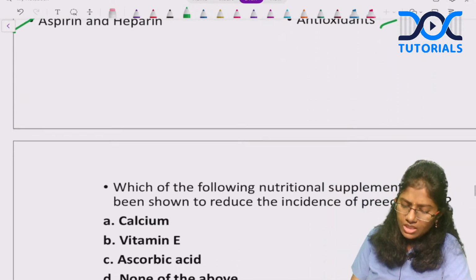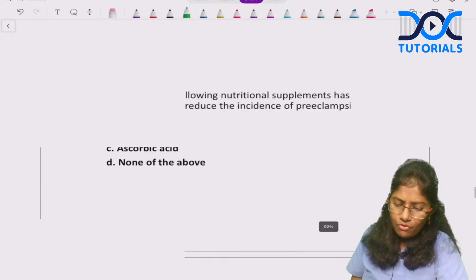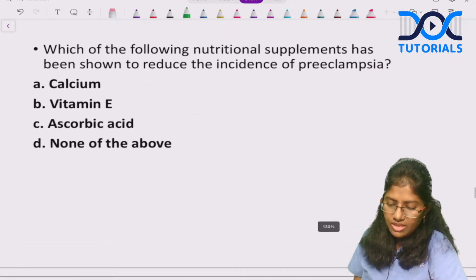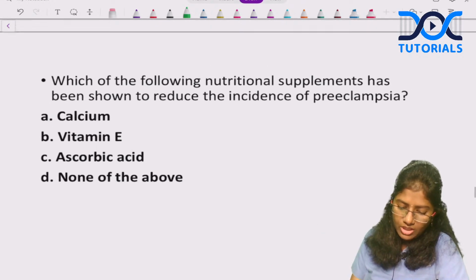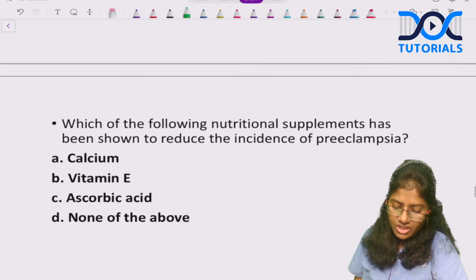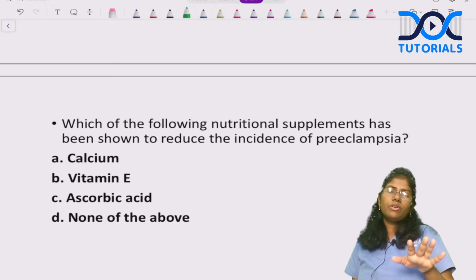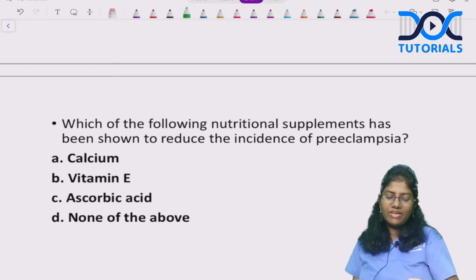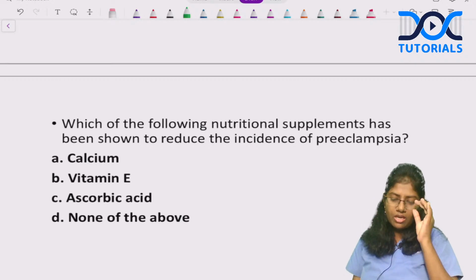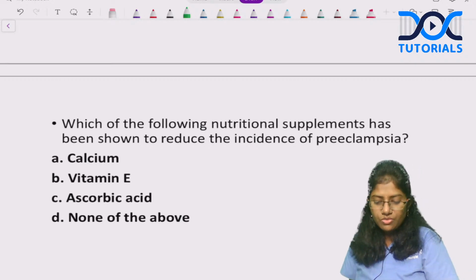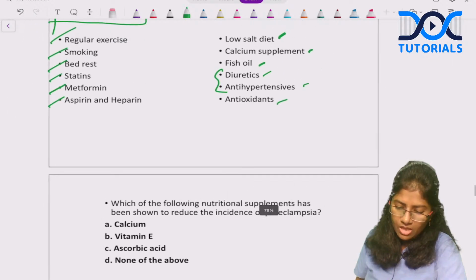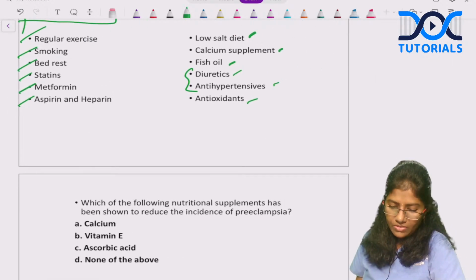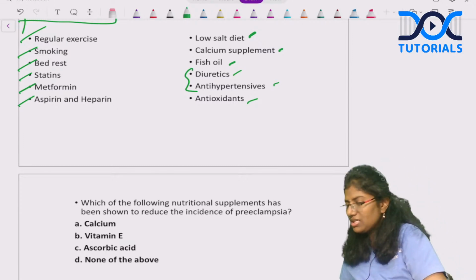Now we have 2 questions here. Which of the following nutritional supplements has been shown to reduce the incidence of preeclampsia? Come on guys. Options are calcium, vitamin E, ascorbic acid, none of the above. Don't think it's a hi-fi question which is not for FMGE. It's a very, very simple question. What's your answer?